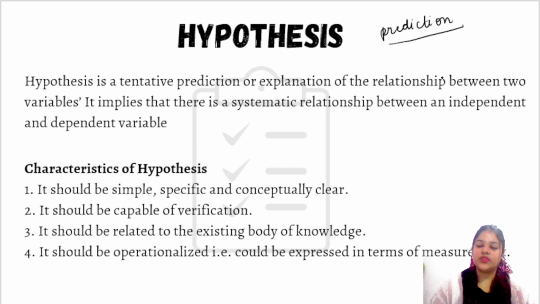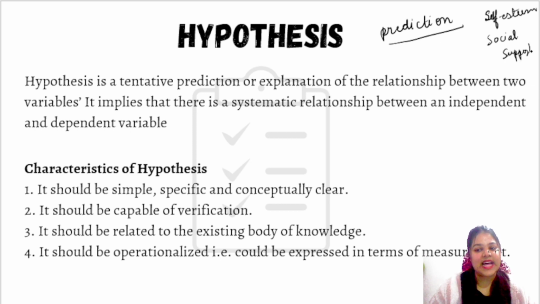Now, as psychology students, we know that there are different variables, for example, or different psychological attributes that we study, such as self-esteem, social support. We also study different personality traits as well. So, in hypothesis, we take upon two variables, which can be any variable that I am interested in researching upon, and I can make a tentative statement or I can just make a prediction regarding their relationship. Okay, so let us take an example.